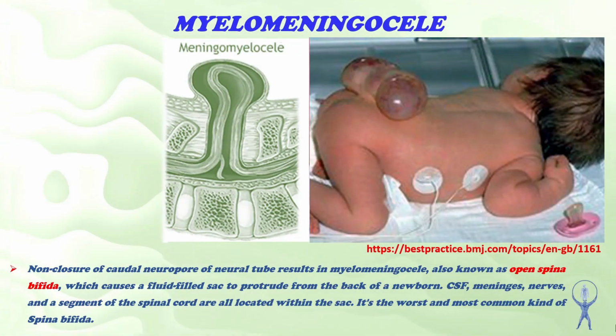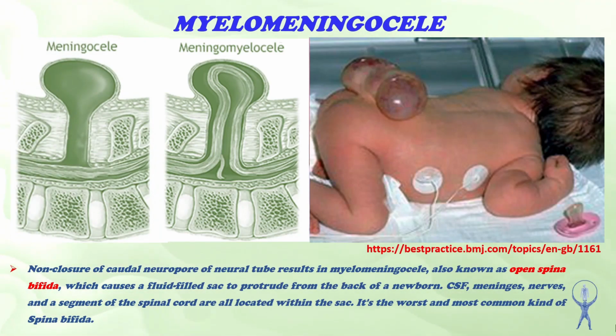At last, what is myelomeningocele? Non-closure of the caudal neuropore of the neural tube results in myelomeningocele. It is also known as open spina bifida, which causes a fluid-filled sac to protrude from the back of a newborn. CSF, meninges, nerves, and a segment of the spinal cord are all located within the sac. It's the worst and most common kind of spina bifida.